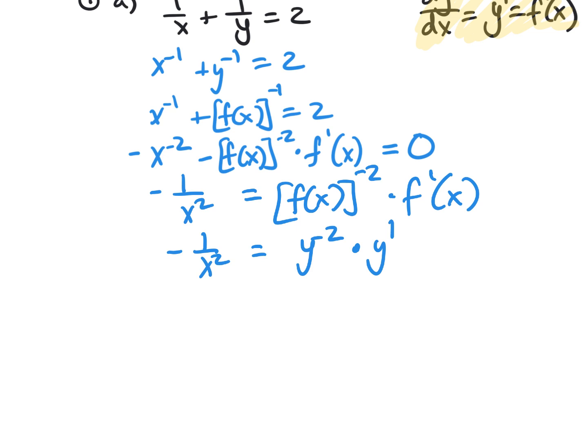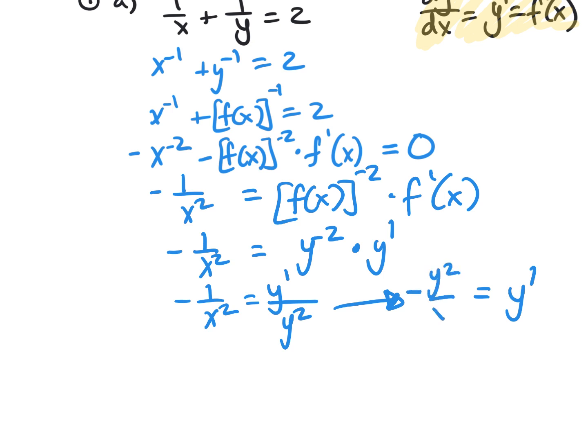Well, y to the negative 2 is the same as 1 over y squared. So I'm going to write this right side. I've got y prime over y squared. And to isolate y prime, I'm just going to multiply both sides by y squared. So y prime, or your dy dx, which you're trying to solve for, is just negative y squared over x squared. So that's the first one.